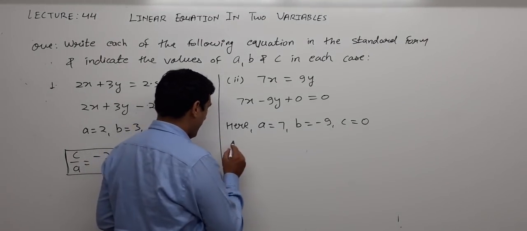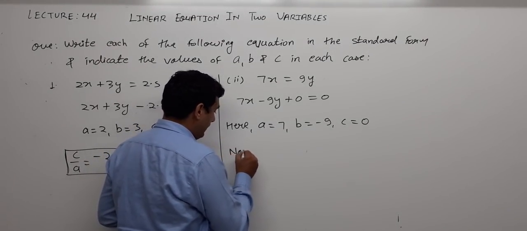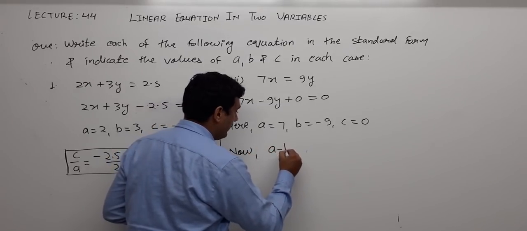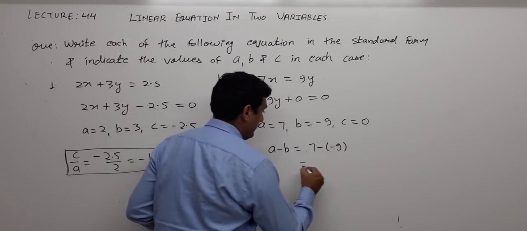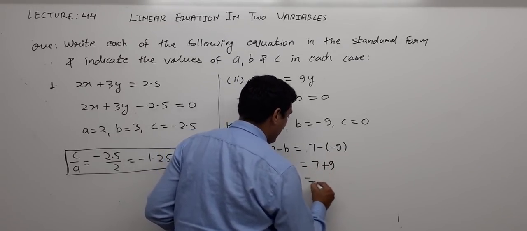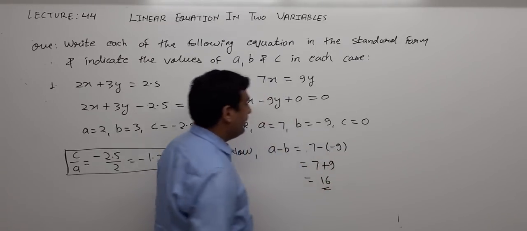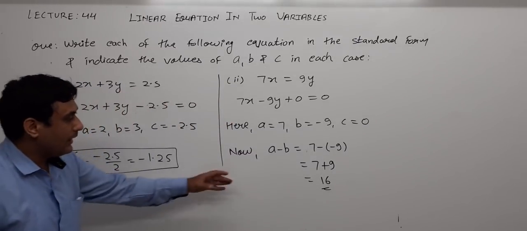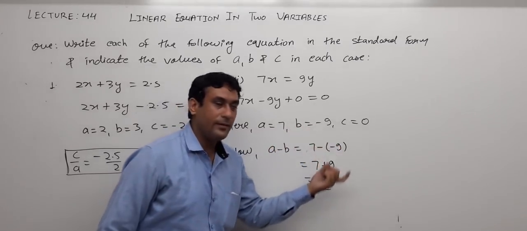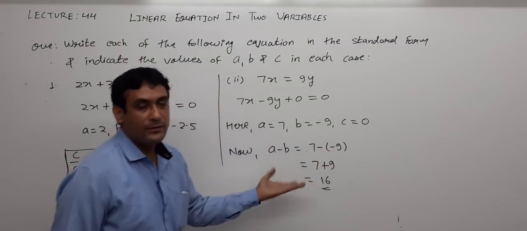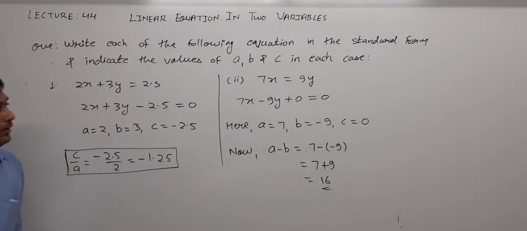Okay, so here they might ask for the value of a minus b. So suppose if I have to find a minus b, what it will be? 7 minus of minus 9, that is 7 plus 9, that is 16. Okay, a minus b will be 16. I am just giving you an example, and if we have values of a, b and c, we can find any expression which includes a, b, c. Okay, so please note it down.